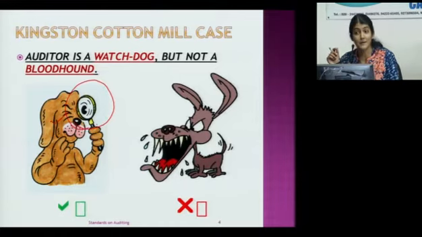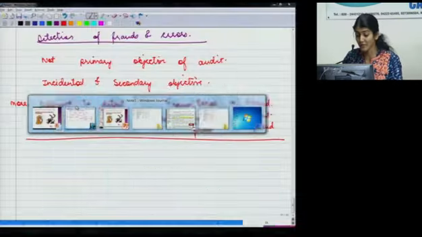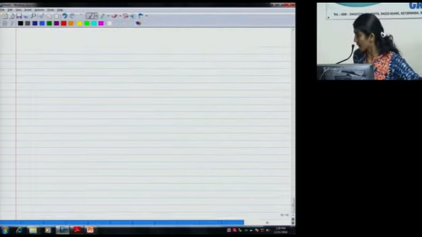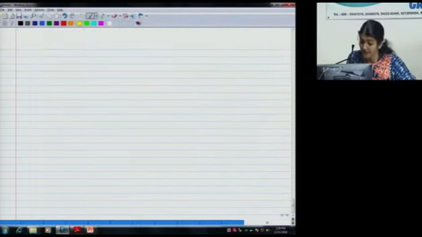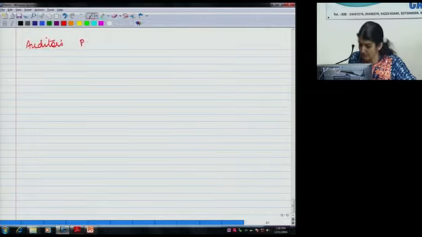Alert, professional skepticism. That indicates professional skepticism, being alert. So as an auditor, he is supposed to be cautious and not supposed to be suspicious. Then auditor's responsibility, that is, as an auditor, what are the procedures which you need to perform?